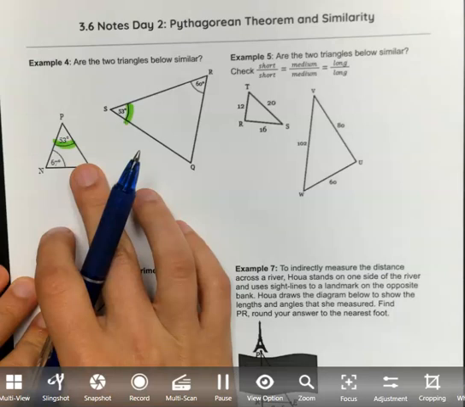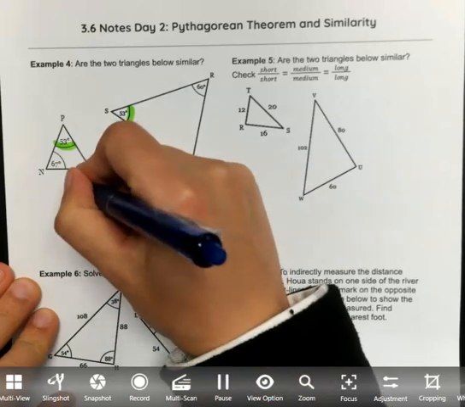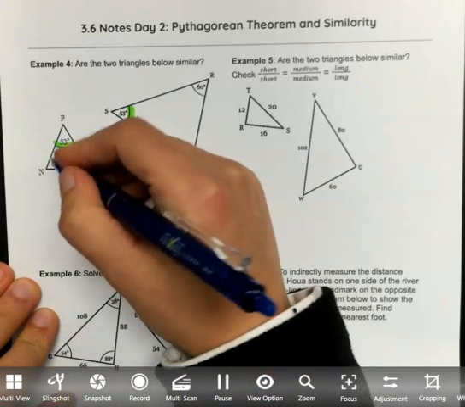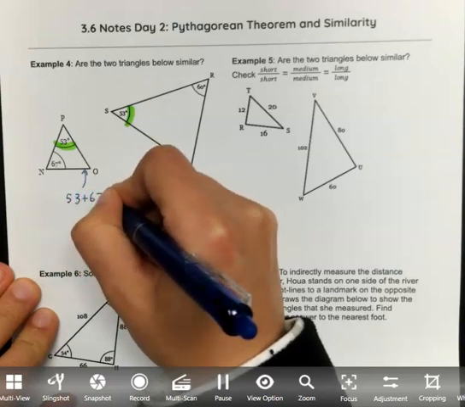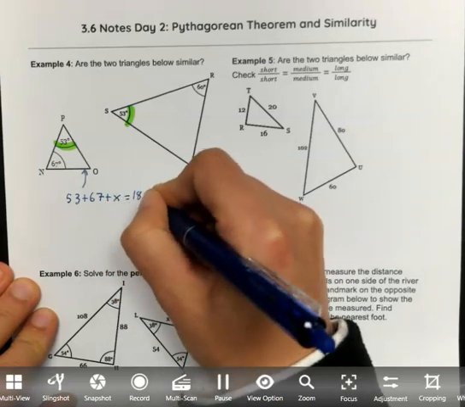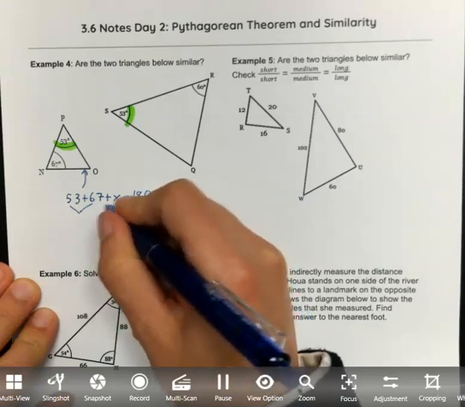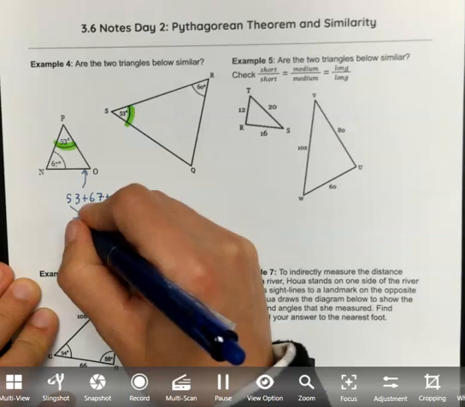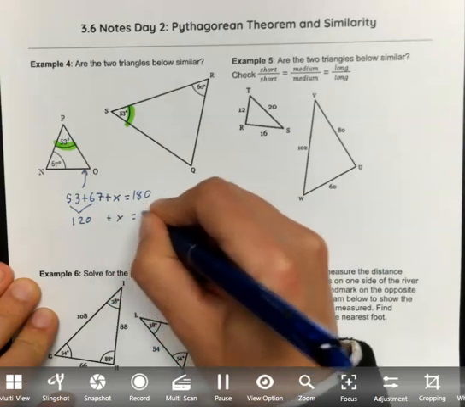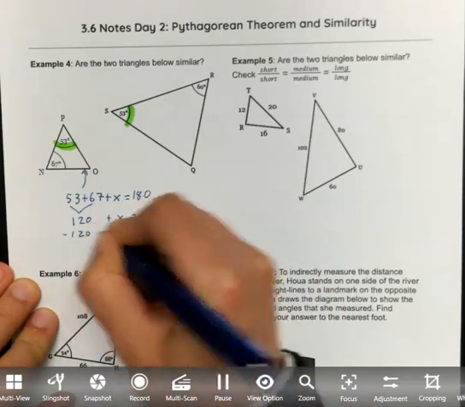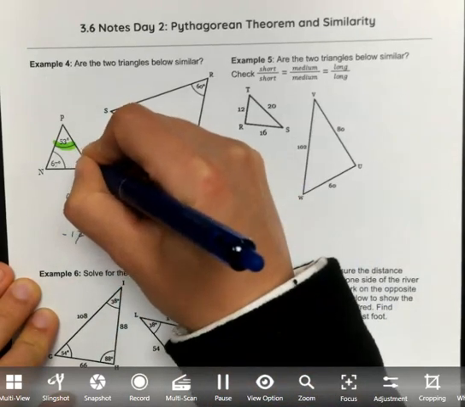But then I'm like, I know that all the angles in a triangle add up to 180, so let me see, what is this missing angle right here? All the angles add up to 180, so we have 53 plus 67 plus x equals 180. Let's combine like terms. We get 70 plus 50 is 120 plus x equals 180. Move the 120. I get x equals 60. So that means this right here is 60 degrees.